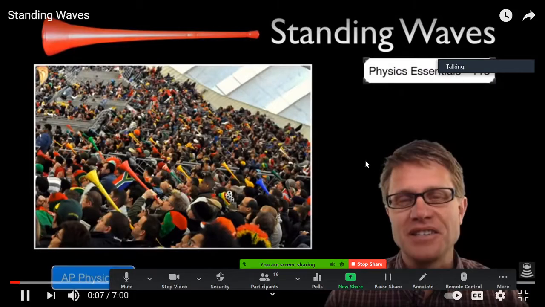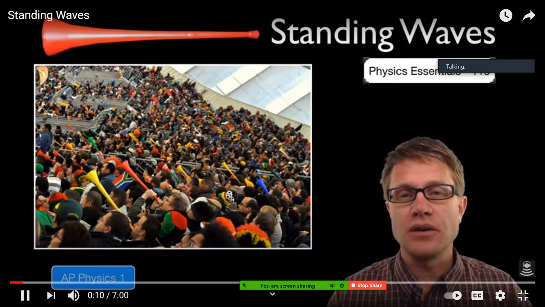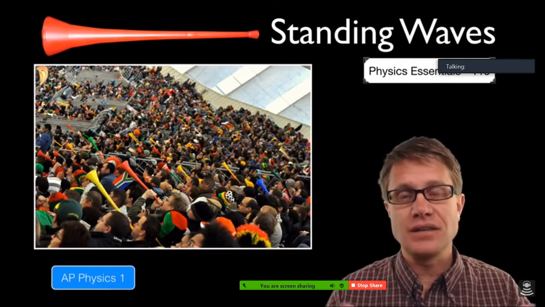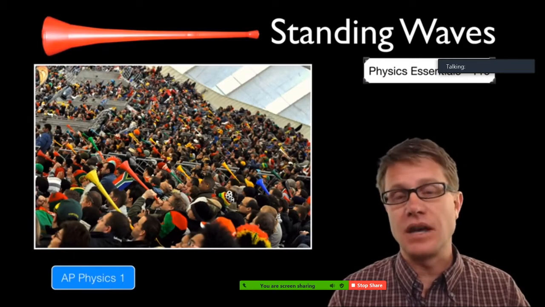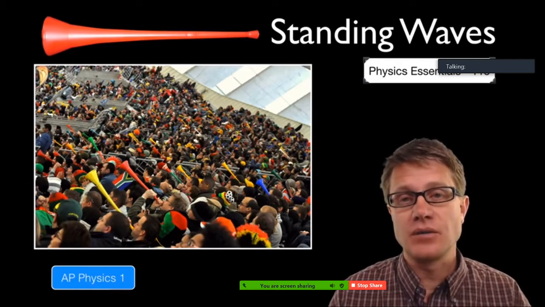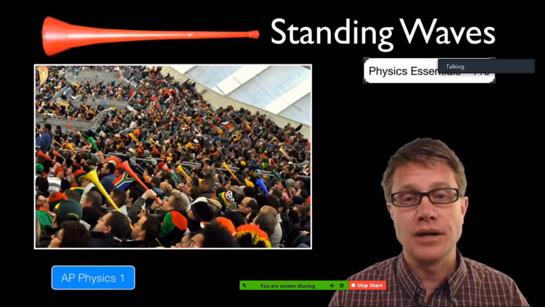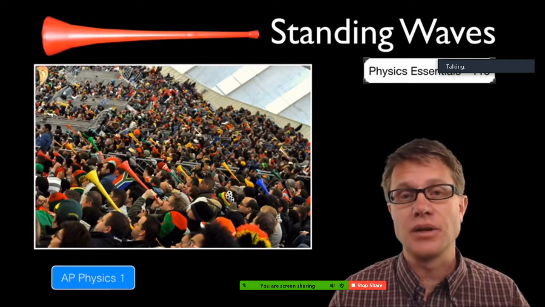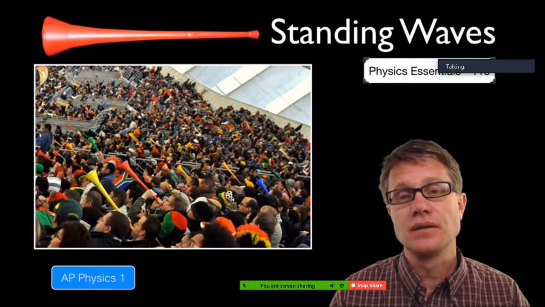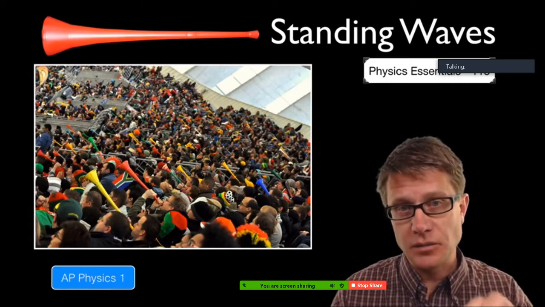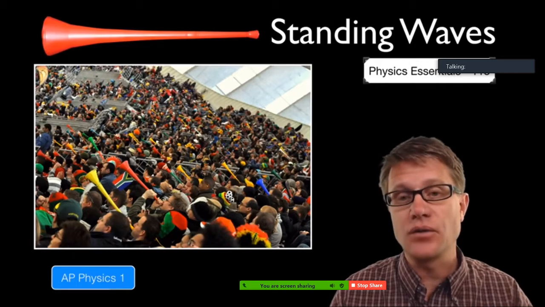Hi, it's Mr. Anderson, and this is AP Physics Essentials video 115. It's on standing waves. Standing waves are like they sound. They're waves that appear to stand still. And so an example of a sound standing wave is the waves found inside a vuvuzela. And so you blow on it, you get that sound. You blow it with a higher frequency, and then you could even try to purse your lips a little bit more and get an even higher frequency.